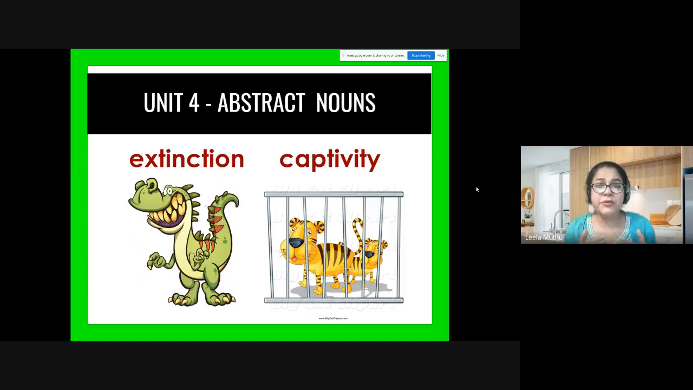Now, an animal which was free and wild, when it has been captured, a verb, and put in a cage, is said to be in captivity. So here you can see that the abstract noun captivity is derived from the verb captured.